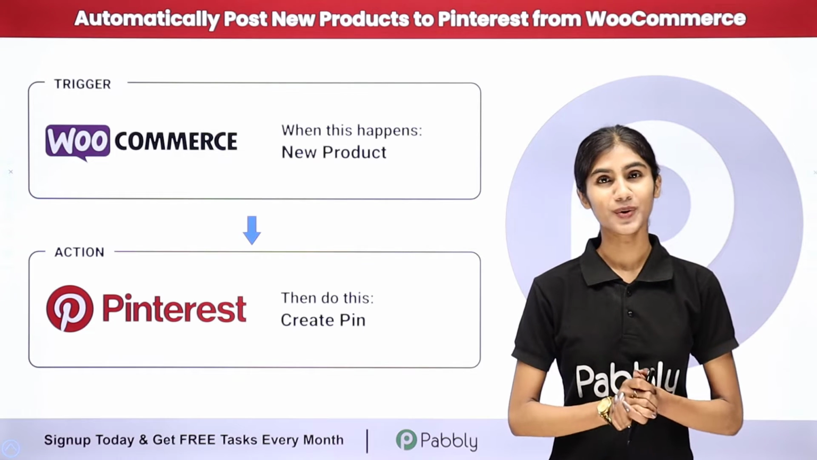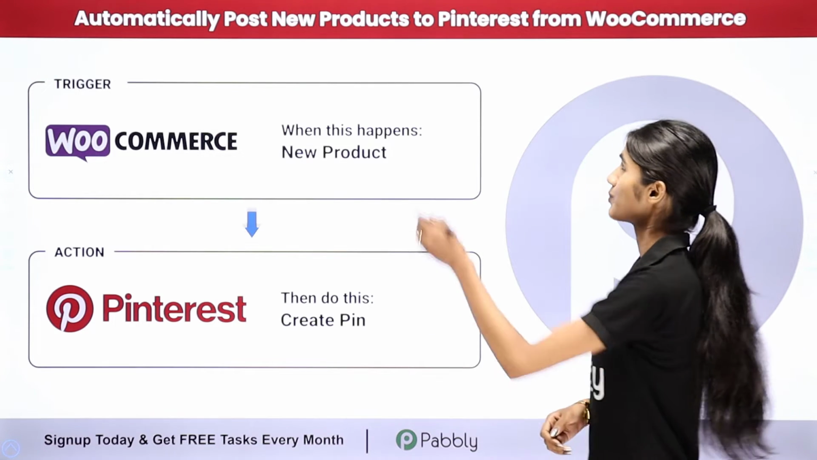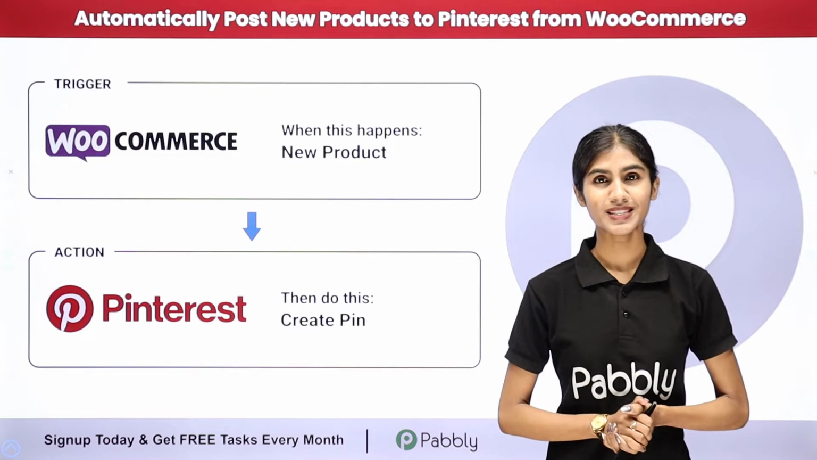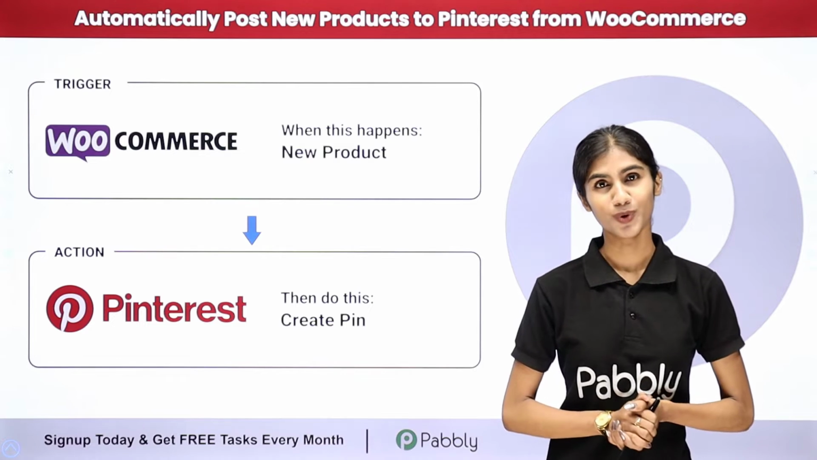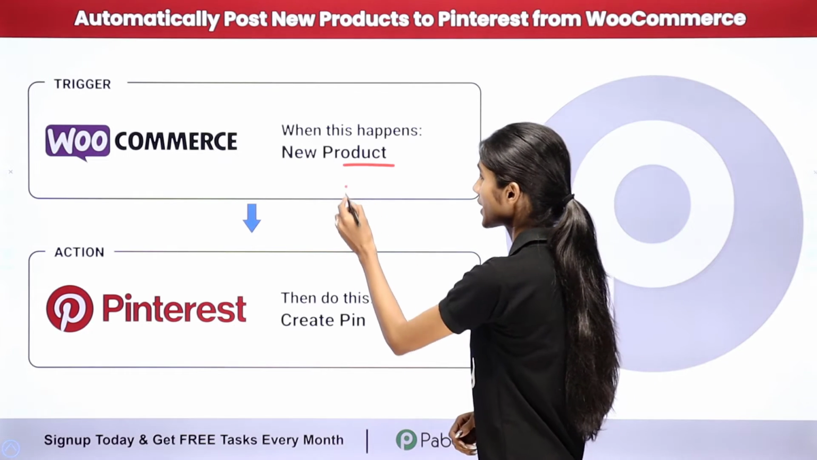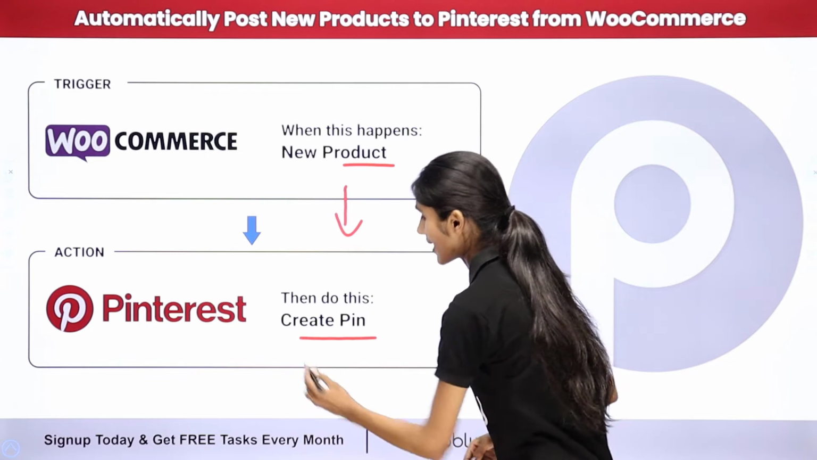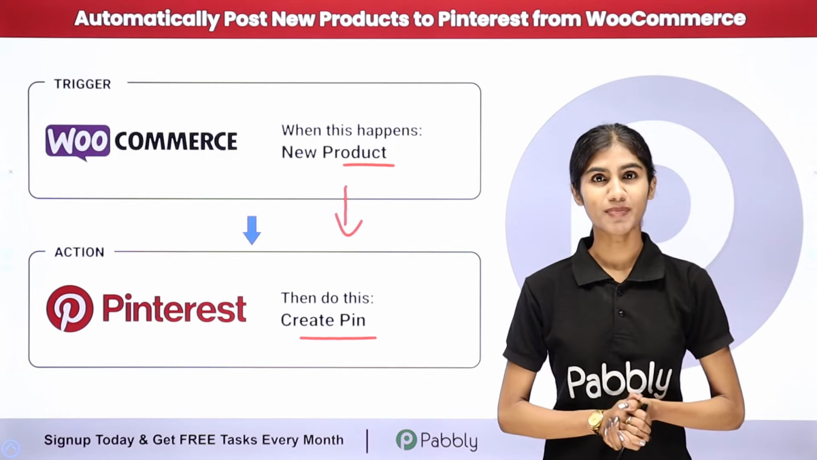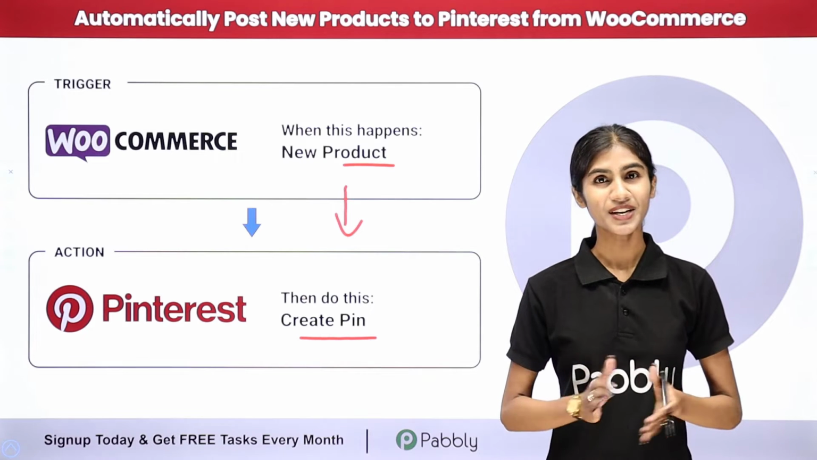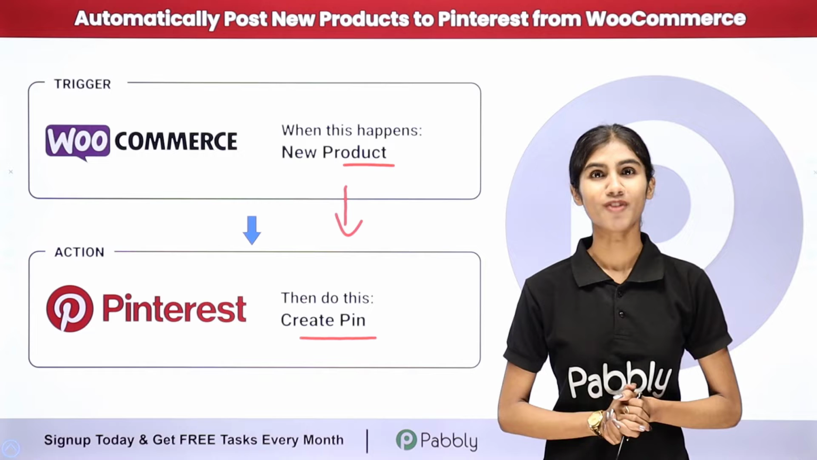In this video, we are going to learn how to automatically post new products to Pinterest from WooCommerce. For example, I own an online business and sell my products with the help of WooCommerce. I want as soon as a new product is created on my WooCommerce, automatically a new pin should be created in my Pinterest, which will help my followers to know more about the product and also boost the sales. And we can create this amazing automation with the help of Pabbly Connect.